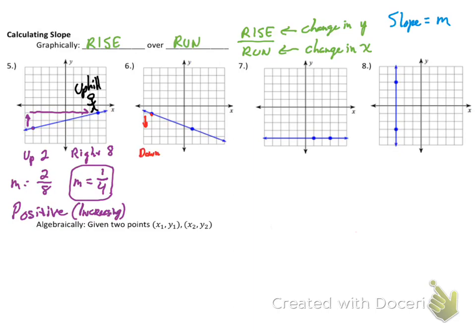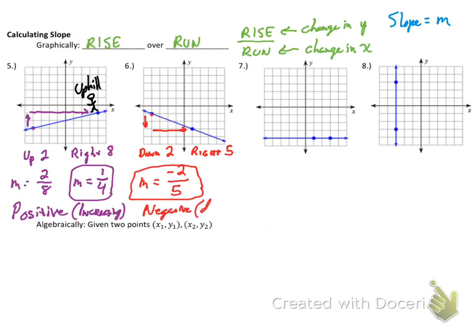I'm going to go down 2 in the negative direction this time, and I'm going to go over 1, 2, 3, 4, 5. So I'm going to go over to the right 5. So my slope is going to be the rise, which was down 2 or negative 2, and to the right 5. So down 2 over 5, my slope is negative 2/5. So this is a negative slope.